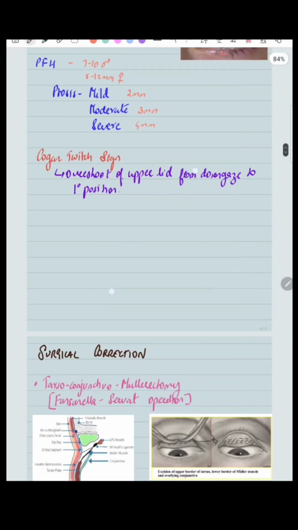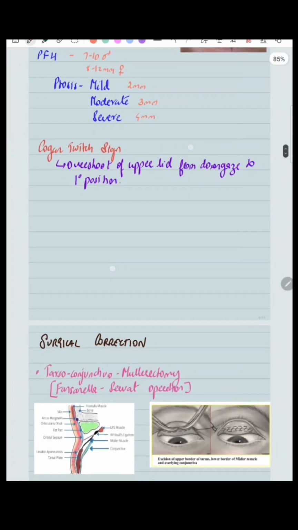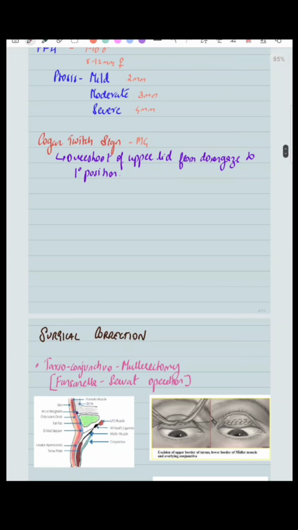Now, myasthenic ptosis may show an overshoot. The Cogan twitch sign is usually seen in myasthenia gravis, when there is an overshoot of the upper lid on saccade from down gaze to primary gaze, that is known as the Cogan twitch sign, and an open side gaze will be there.